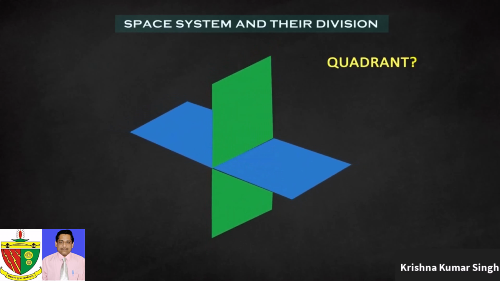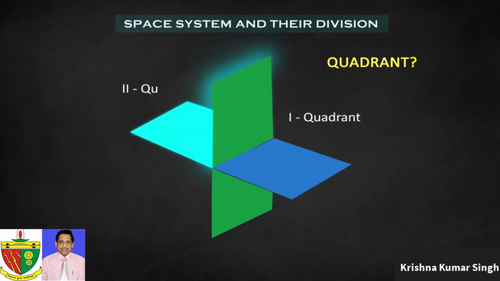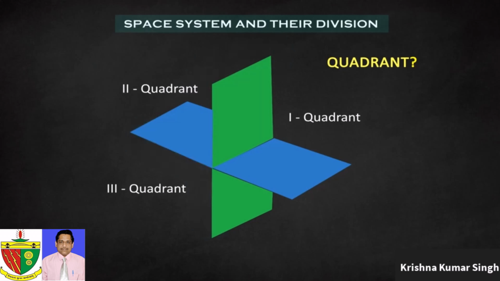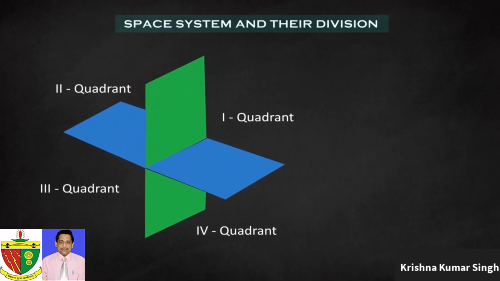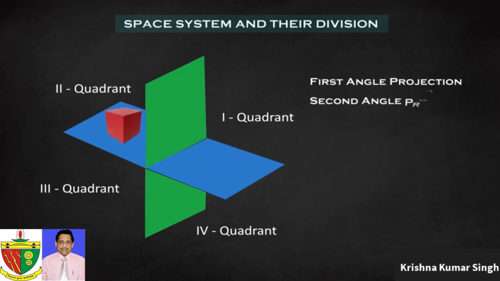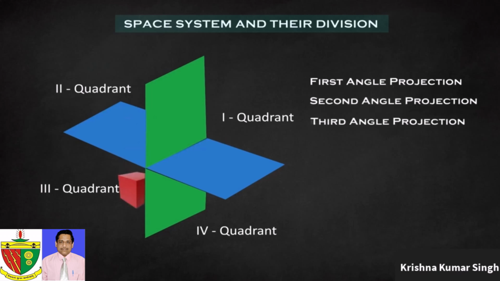The space is divided into 4 parts, named as first quadrant, second quadrant, third quadrant, and fourth quadrant, respectively, following an anti-clockwise direction, as we showed in the figure. If we place the object in the first quadrant while considering the projections, or 3 views, it is called first angle projection. Similarly, we call second angle, third angle, and fourth angle projection if we place them accordingly.